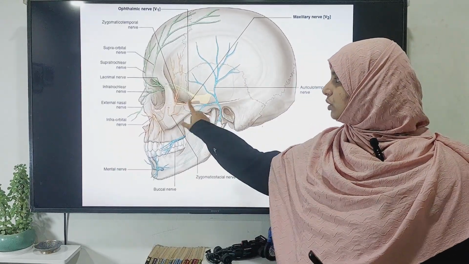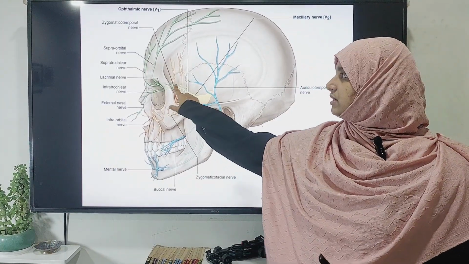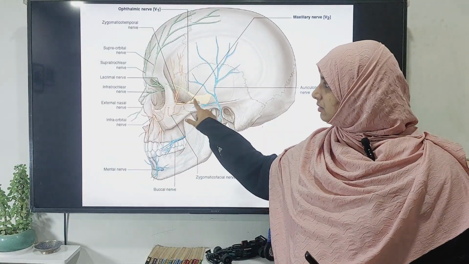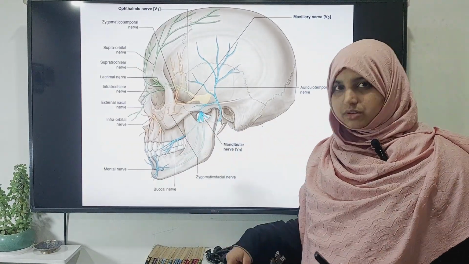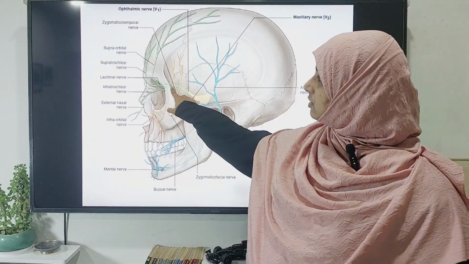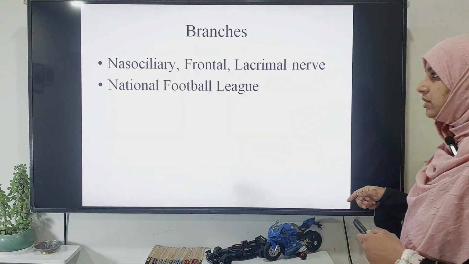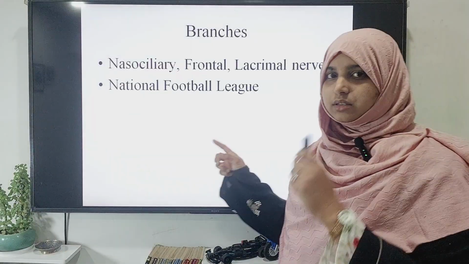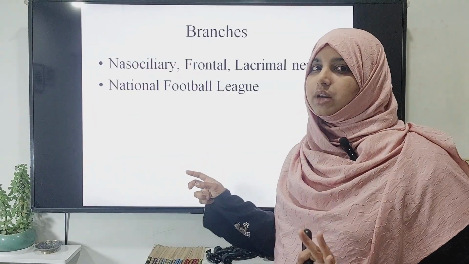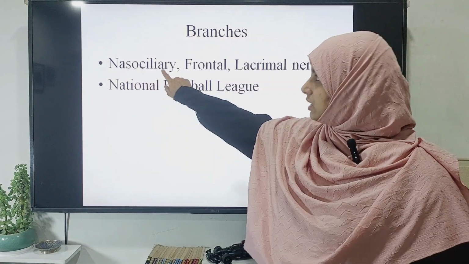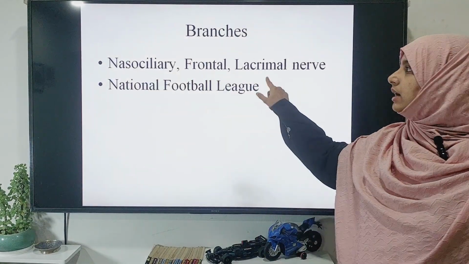Okay, 1, 2, 3. The first division is called the ophthalmic division. This is maxillary, this is mandibular division. Ophthalmic division is the one which was entering into the orbit. Okay, that's for our eyes. As soon as it enters into the orbit, it is going to give rise to three branches. Their names are nasociliary, frontal and lacrimal.